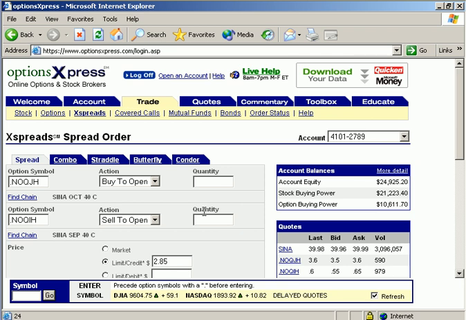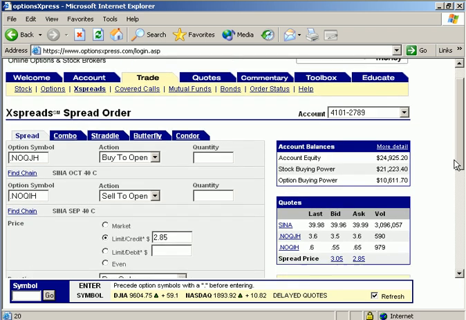Now we need to calculate how many contracts we can buy. Pretty much what we're going to do is look at the price of the option that we're going to buy. And definitely we're going to buy at $3.60. So we're going to take our option buying power and divide it by 3.6.